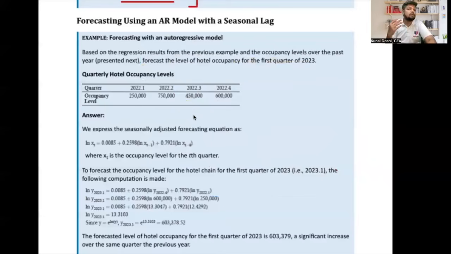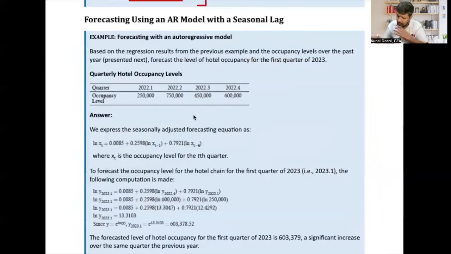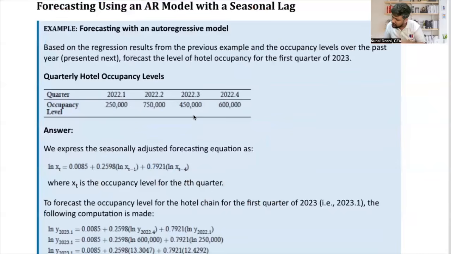Now see in the exam what type of question will appear. Based on the regression, we've been given the occupancy level over the past year. Forecast the level of the hotel company for the first quarter of 2023. So Q1 2023. I need to go one quarter back. That must be the AR model, and then Q1 of 2022.